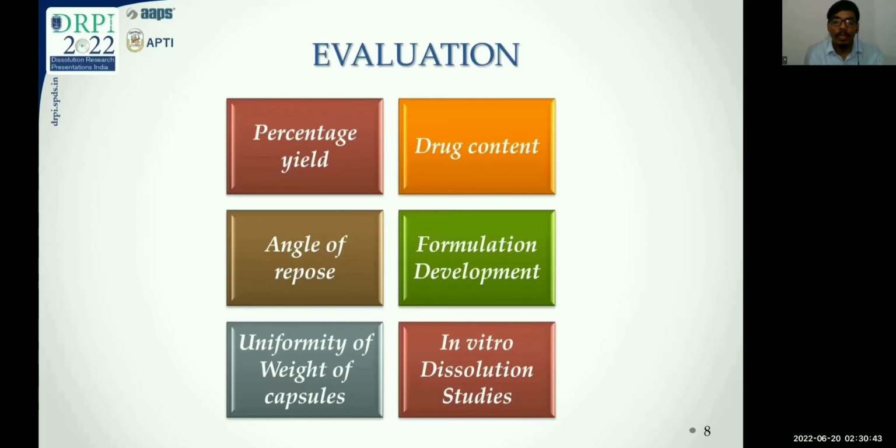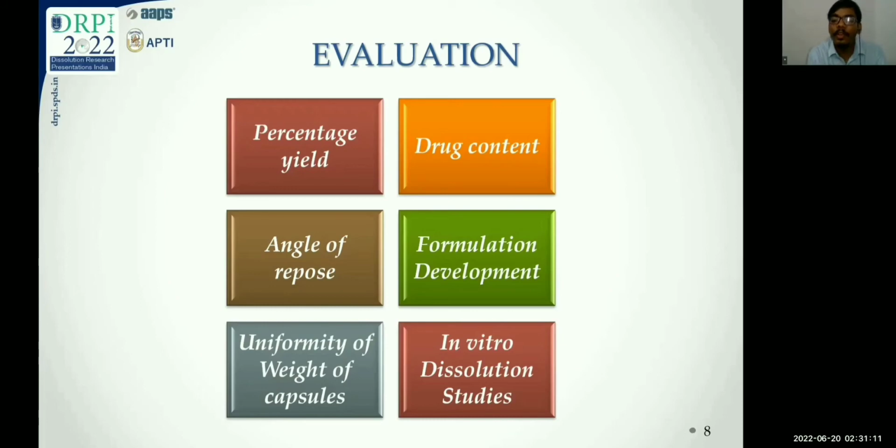Uniformity of weight of capsules. It was performed according to USP procedure, and in this method 20 capsules were taken and their weight was determined individually, and the capsules were emptied and their empty weight was determined. To calculate the net weight of powder, the difference between the weight of filled capsules and the weight of empty capsules was calculated, which gives their weight variation.